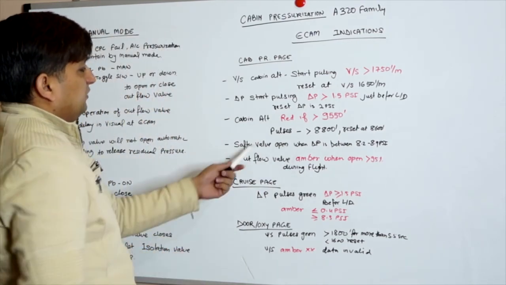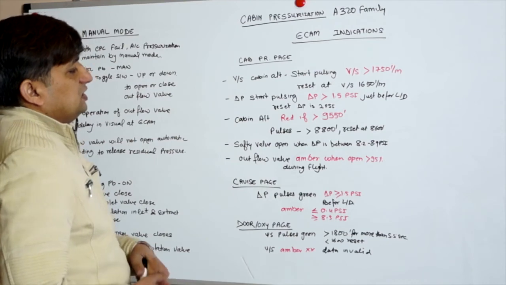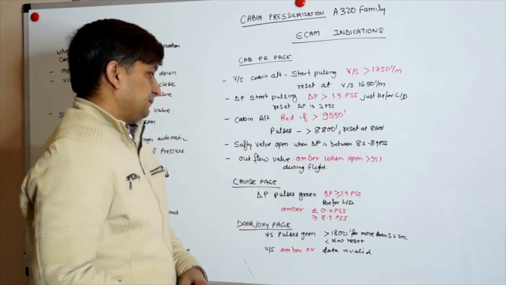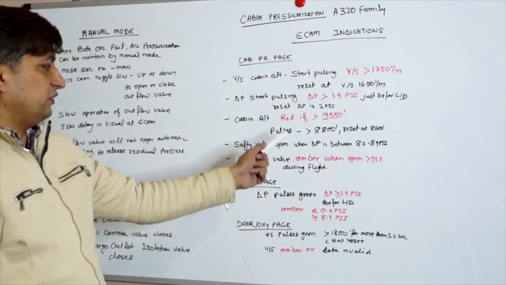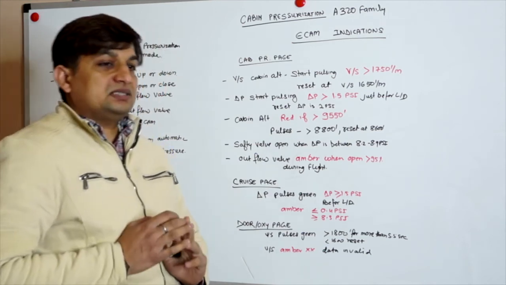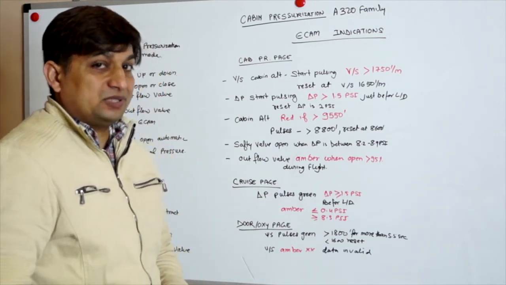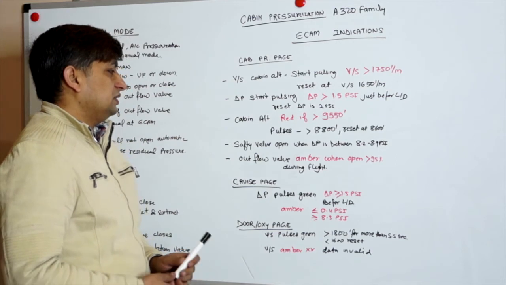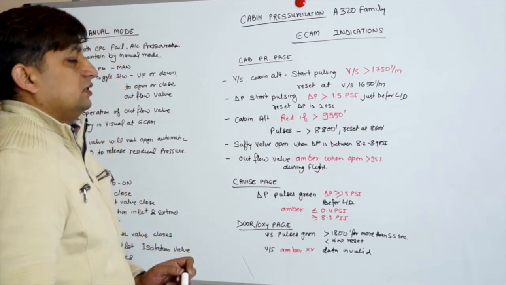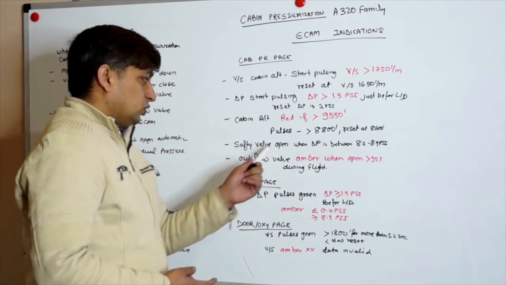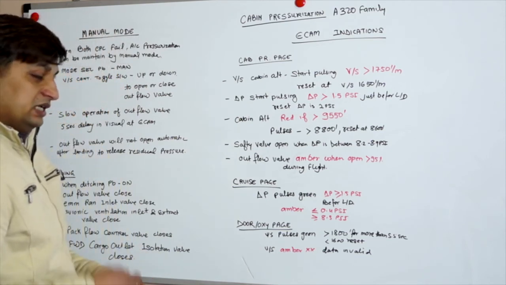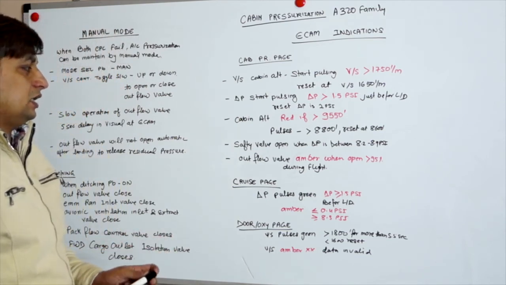And the safety valve will open when the delta pressure is between 8.2 and 8.9 psi. If the aircraft is getting over-pressurized and the outflow valve is not behaving as per the requirement, then the safety valve will open and start releasing the pressure, to maintain the required pressure inside the cabin.